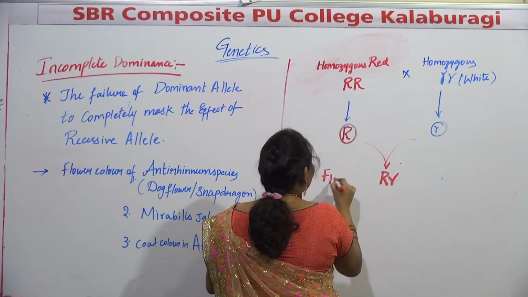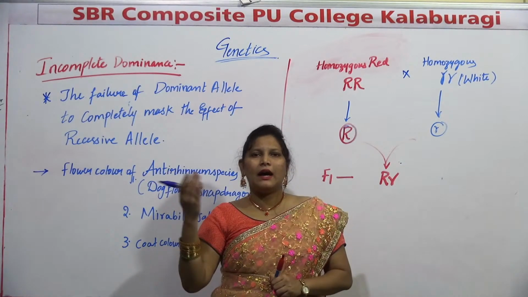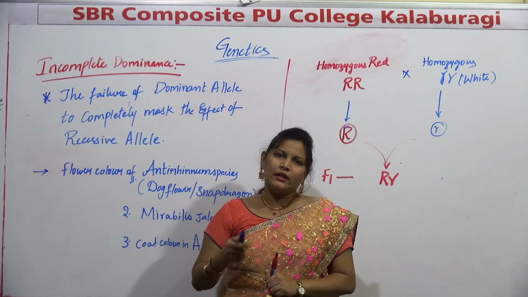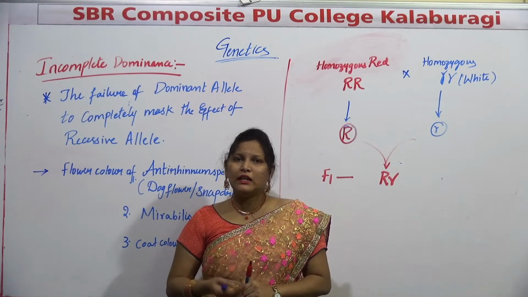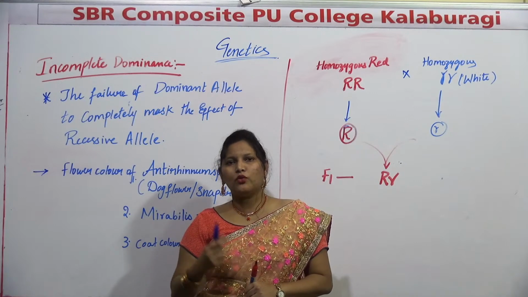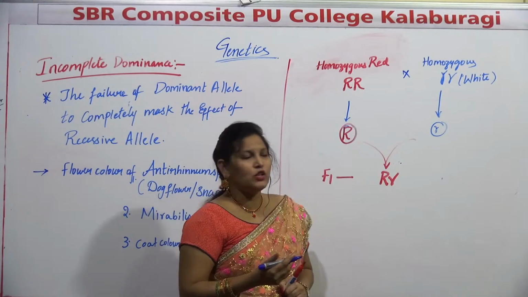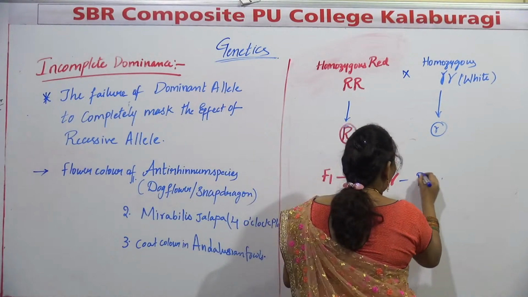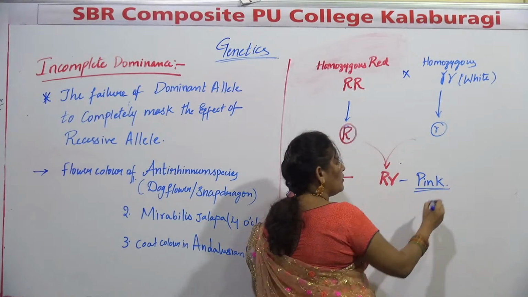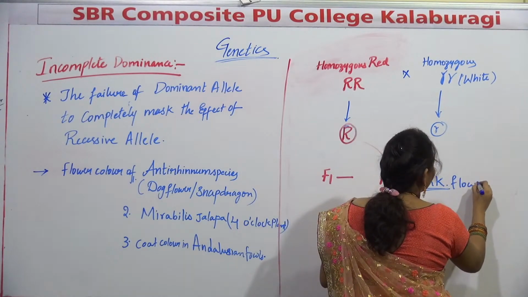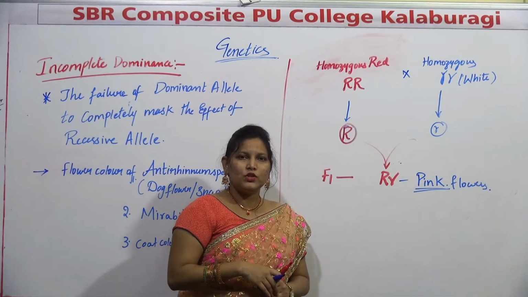So the F1 individual is heterozygous, but it has represented neither the character of the dominant parent nor the recessive parent. It has exhibited a character which is intermediate between these two parents. So when red and white flowers are crossed, it has resulted in the appearance of pink flowers. Okay, these are pink color flowers. So this phenomenon is incomplete dominance.